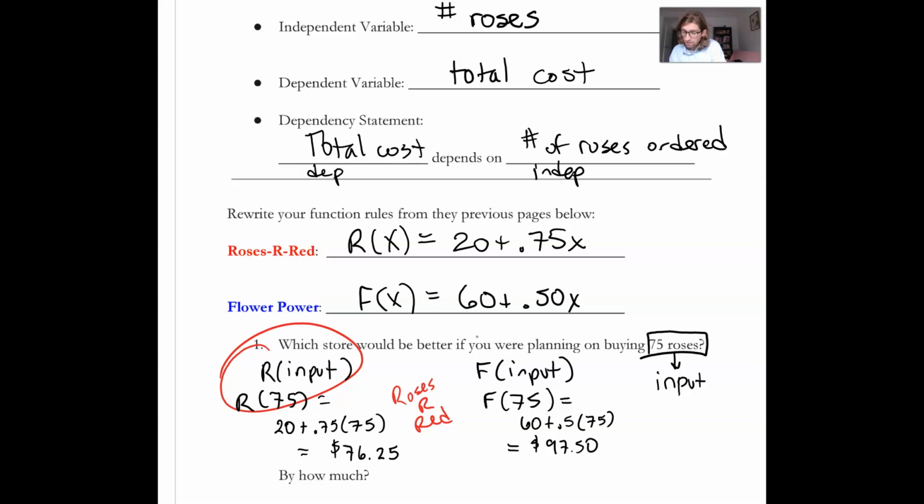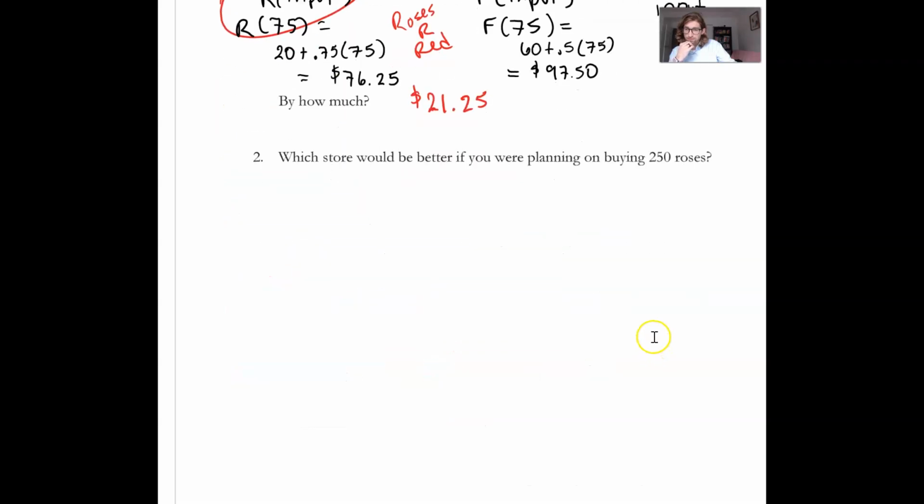By how much? I'm going to jump over to my calculator and do $97.50 minus $76.25, and it's by an amount of $21.25. That's like a couple lunches right there. So Roses Are Red would be the better store if you were buying 75 roses.